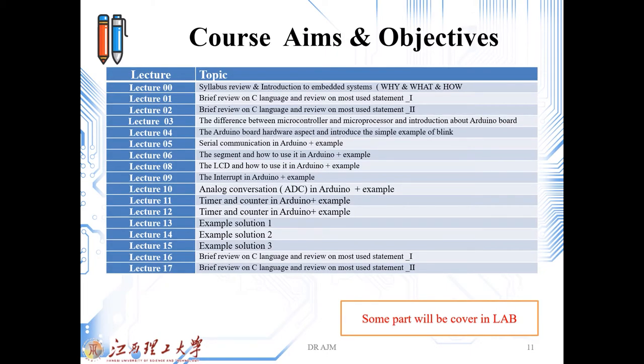Okay, let us see what I cooked for you for this course. I try to give you a new vision of embedded systems and also microchip systems with the Arduino. First, today we will discuss why, what, and how we should do that. Then in the next lecture we will have a brief review of the C language, and the difference between microcontroller and microprocessor. Then we will go to the Arduino hardware part, serial communication in Arduino, and slowly, like this, adding the seven segment, adding the LCD, adding interrupts, ADC, timers, and so many things.